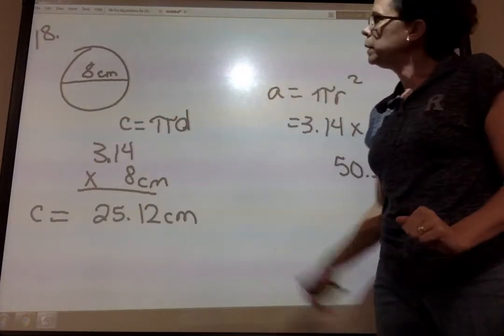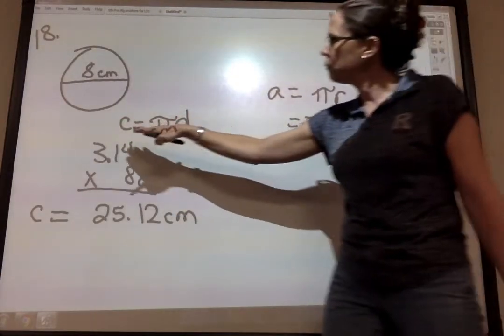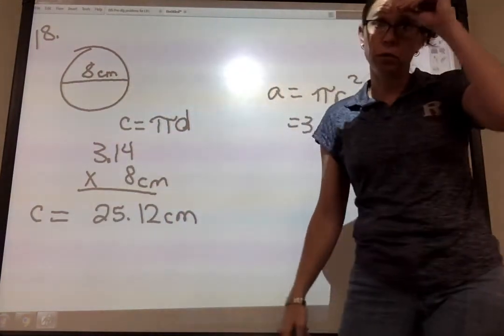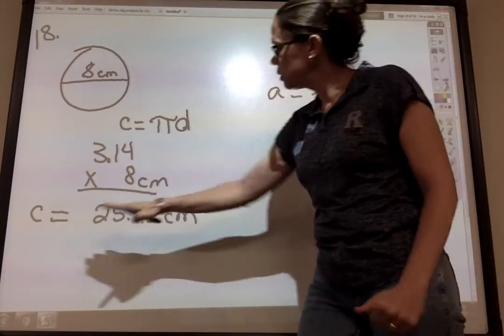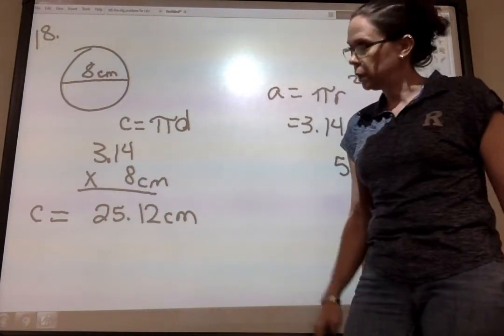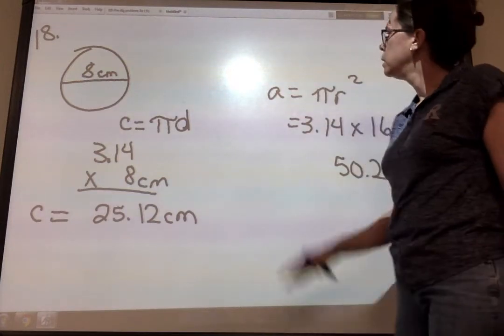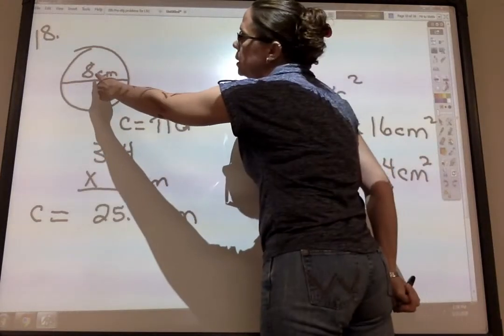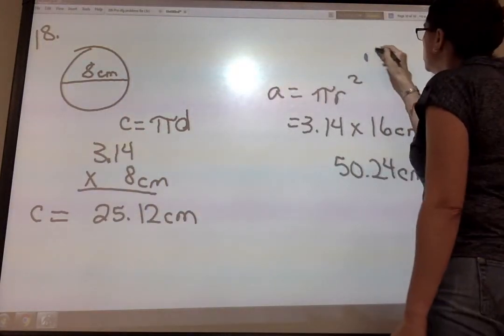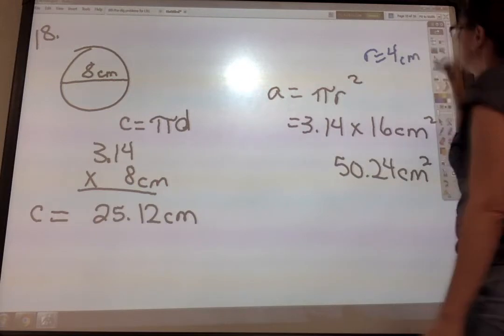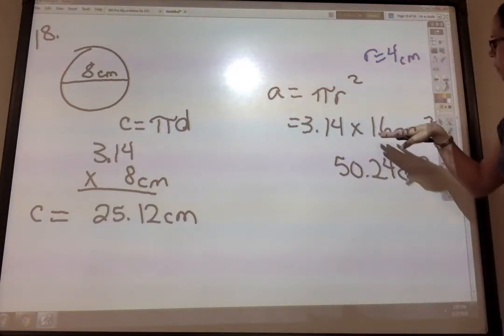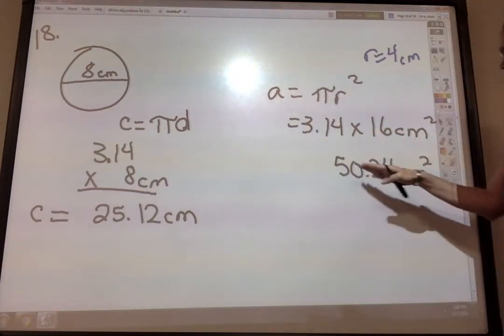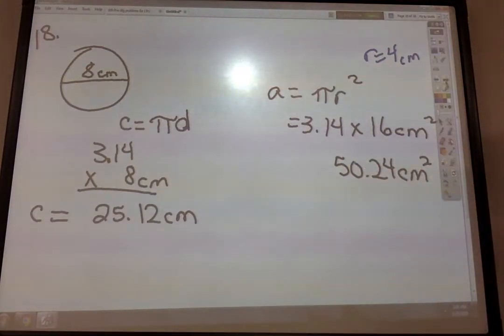Now we've got a circle. We need to find the circumference and the area. Circumference, pi times diameter. They gave us the diameter. They said to use 3.14 for pi. When I multiply those, 25.12 centimeters. Formula for area, pi times radius squared. Well, if the diameter is 8, the radius is 4. So I did 4 centimeters times 4 centimeters. I got 16 centimeters squared. Multiply it times 3.14. And our final answer is 50.24 centimeters squared.